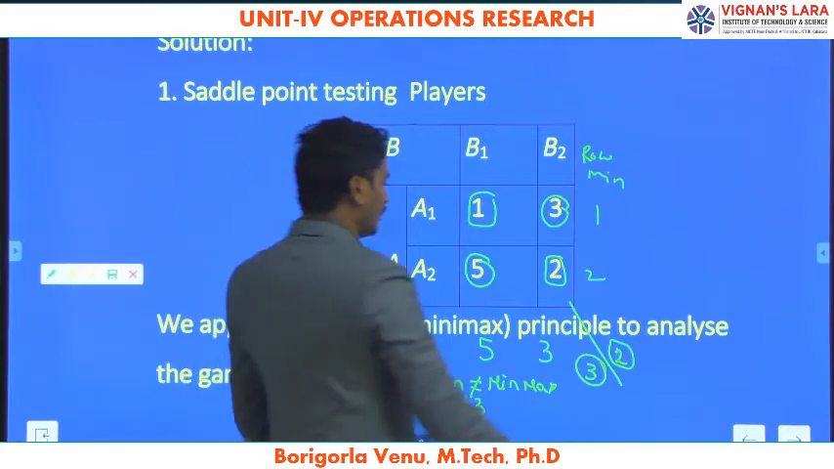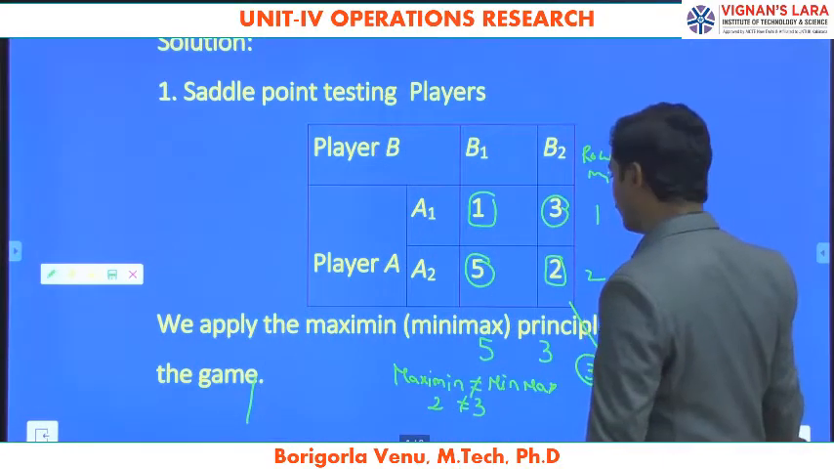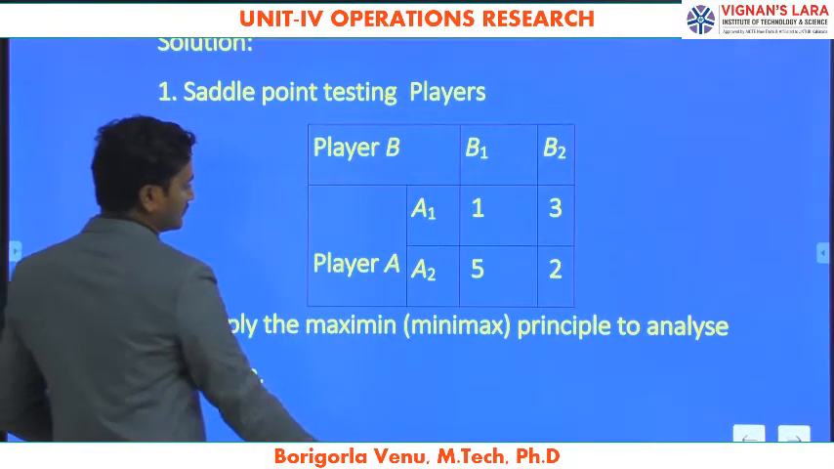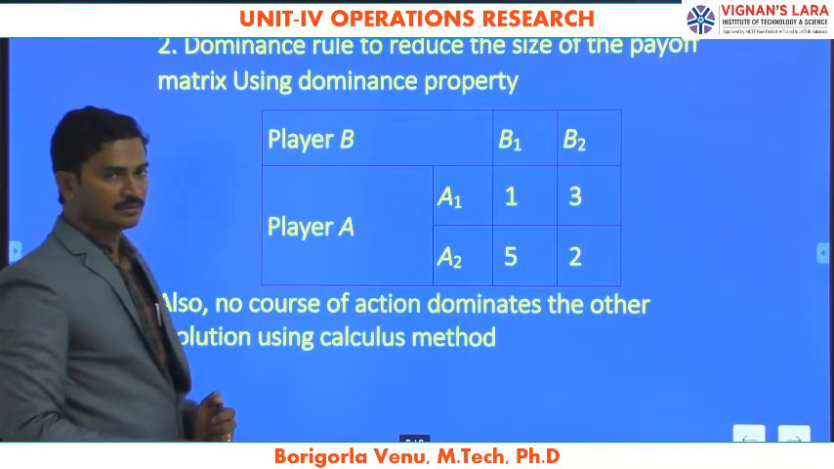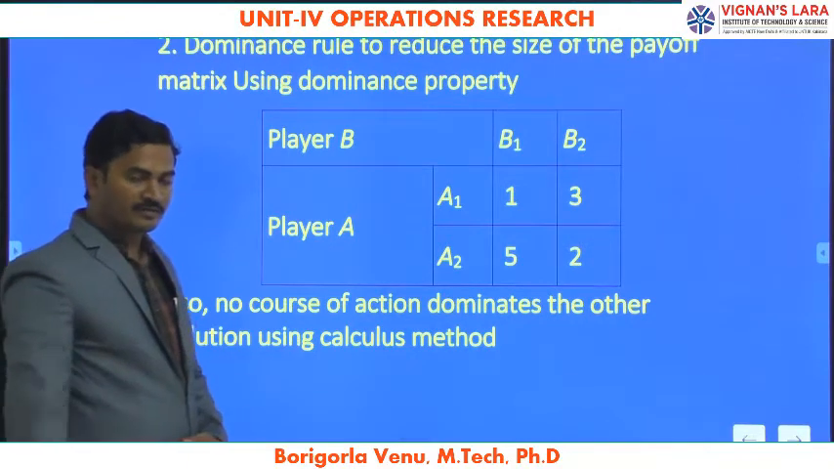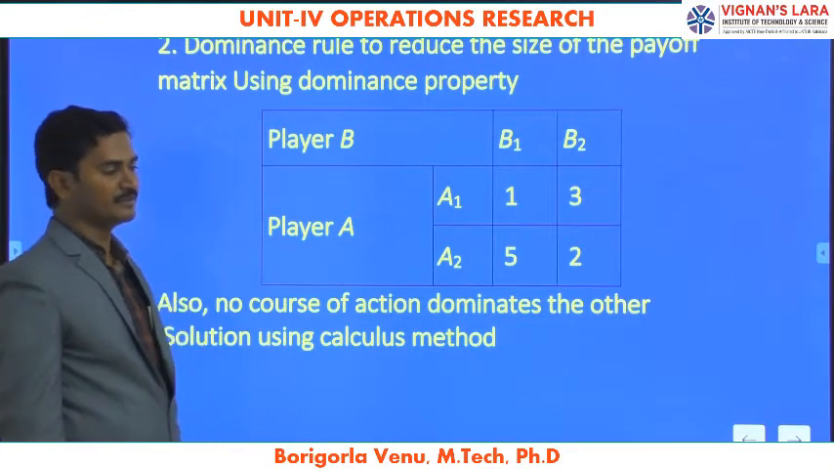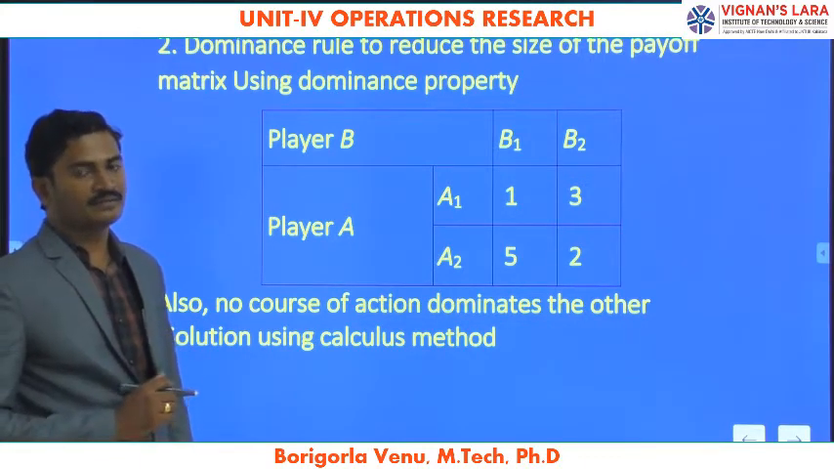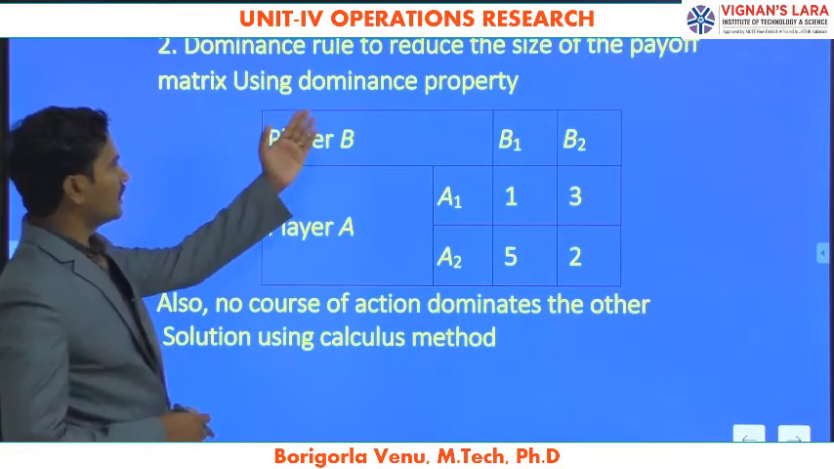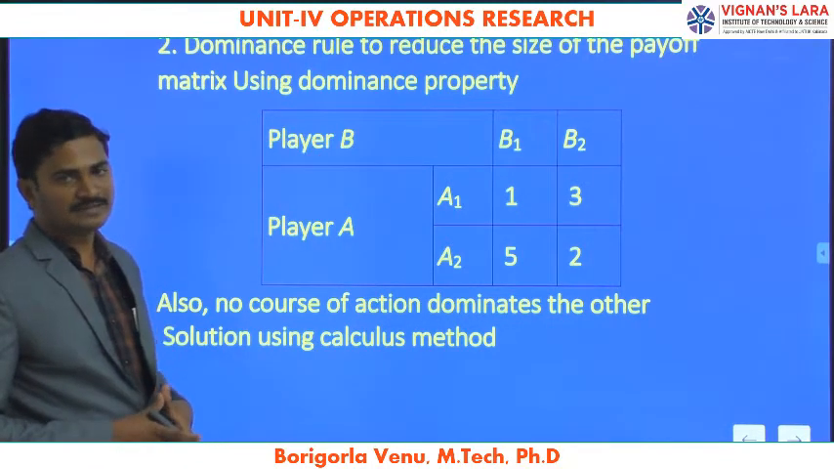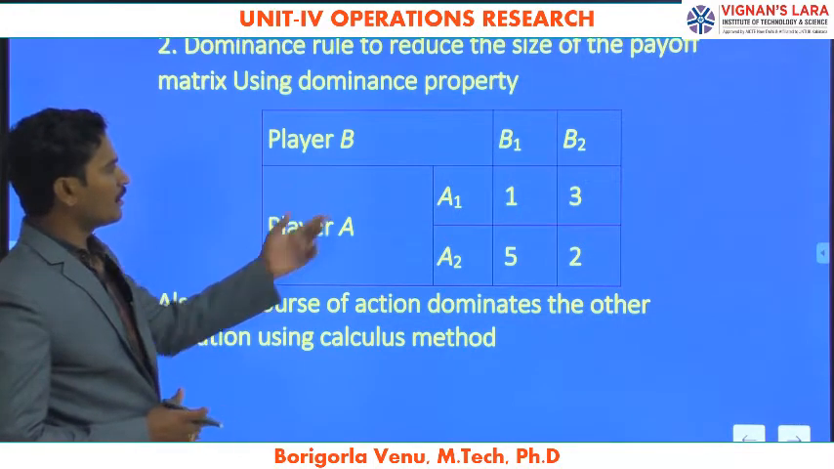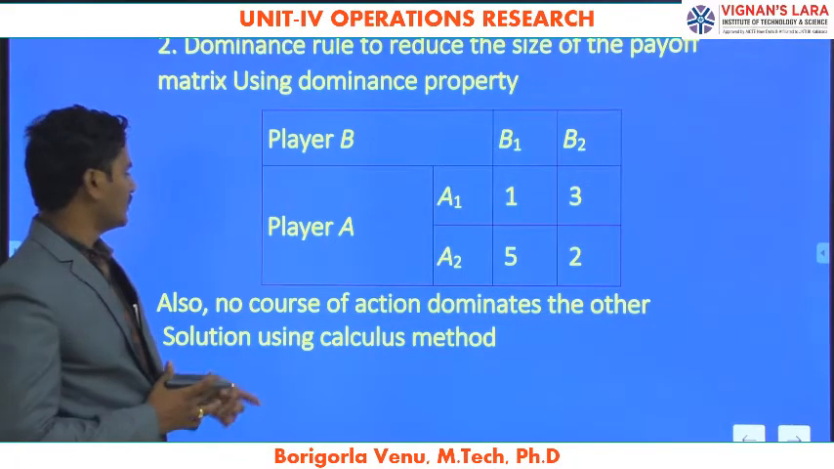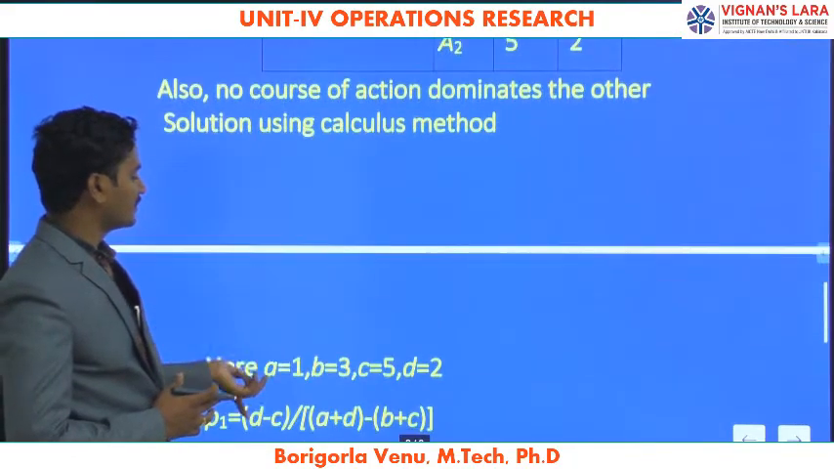Now we are going to solve the problem by the calculus method. Before solving by alternative methods, we first have to reduce the matrix to a 2 by 2 matrix by taking the dominance principle. But here we already have a 2 by 2 matrix, so the dominance rule is not applicable. So we directly apply the calculus method.